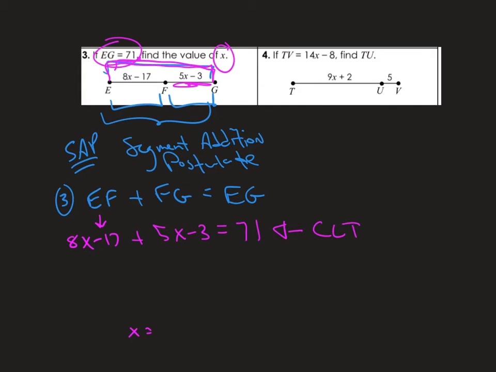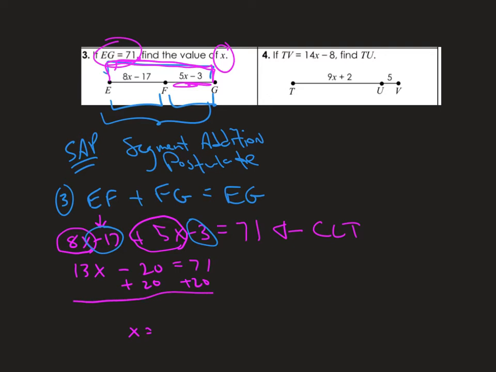This is why I said we need to practice a lot of algebra. So I got 8x and positive 5x gives us 13x. Negative 17 and a negative 3 is a negative 20 equals 71. I get x by itself, so first thing I'm going to do is move my constants over to the right side. Get 13x equals 91. Divide both sides by 13. And I'm just going to scooch my x over there. And I'm going to get an answer of x equals 7 as my final answer. Bada boom, bada bing, done.